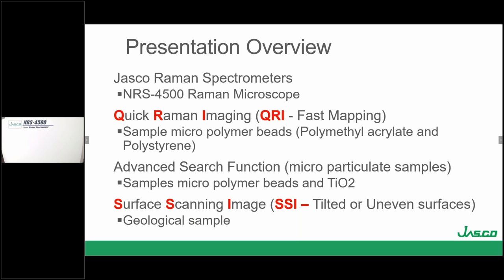The second is the advanced search function that is designed for those samples that have a lot of particles, and sometimes the user has to follow and try to test all these samples. With this function, it can be done automatically. I'm going to be using the same sample of polymer beads, but an extra particle of TiO2 is going to be present, and I'm going to measure it just to make the difference between the whole sample. And the last technique that I'm going to be demoing is the surface scanning image, that is the SSI for tilted or uneven surfaces, very rough surfaces, for example, geological samples.